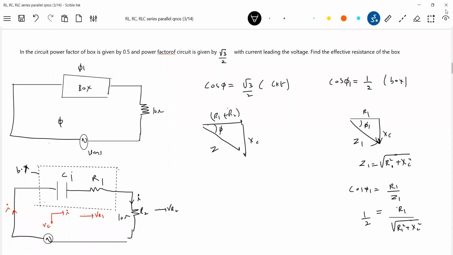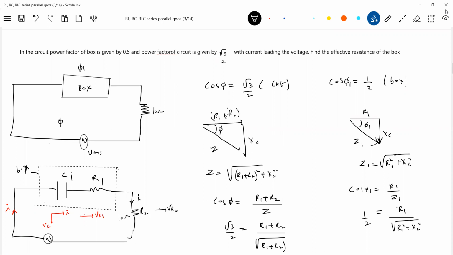So what is Z now? Z is equal to under root of (R1 plus R2) whole square plus X square. So what is cos phi? Cos phi should be equal to (R1 plus R2) by Z. So root 3 by 2 equals (R1 plus R2) by root of (R1 plus R2) whole square plus X square. How many unknowns are there? We know R2. Two equations, two unknowns. Solving that we will get R1 as well as XC.